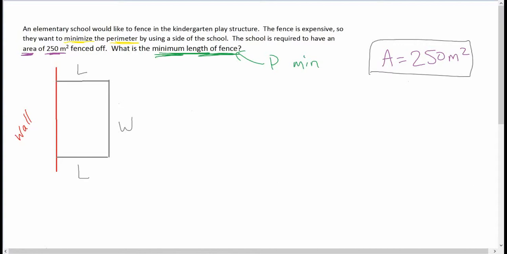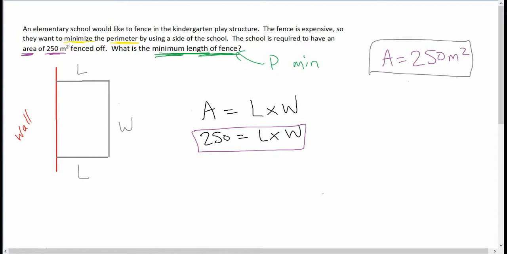We can write an equation for this. Area is equal to length times width. We know the area is 250. So the length times the width has to equal 250. So that's one piece of information that we have. It's important. Let's put a box around it.